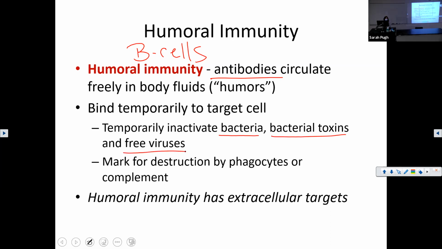Notice that every time I said free-floating, that means if you have a bacteria floating in your bloodstream, if you have a virus floating in your bloodstream or your lymphatic fluid, that's what antibodies will target. Anything that's free-floating that doesn't belong. That antibody is going to see it, and it will latch on temporarily, it will inactivate it and flag it for destruction.